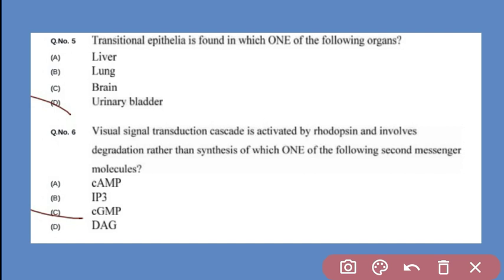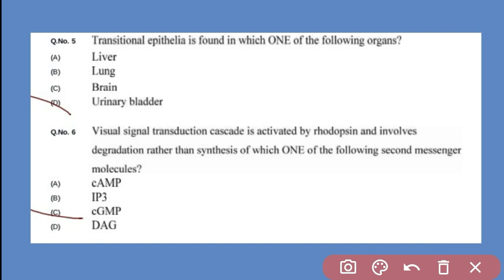Next question, transitional epithelium is found in which one of the following organs? The transitional epithelium of the urinary tract is lined by a layer of glycosaminoglycans that functions to prevent microbial and crystal adherence to the bladder epithelium. So transitional epithelia are found in the urinary bladder. So option D is the answer of this question.